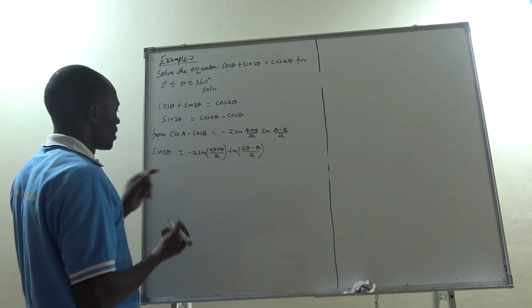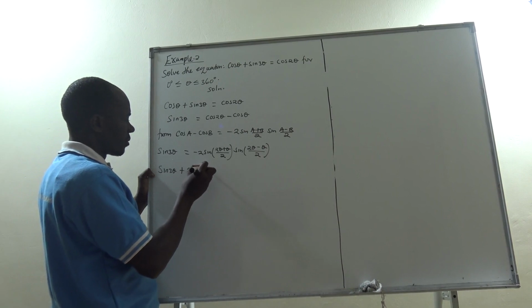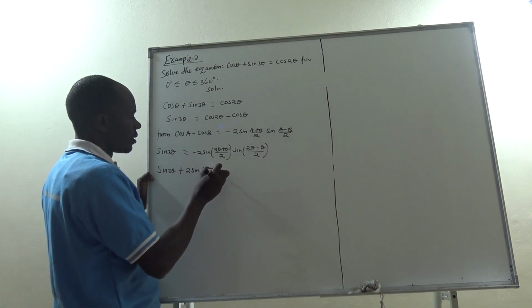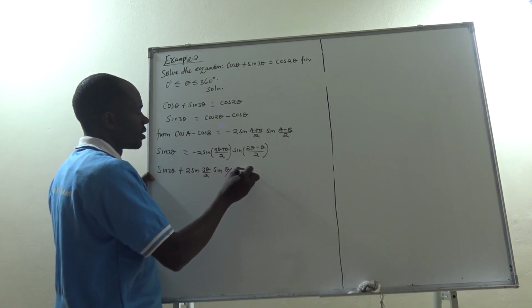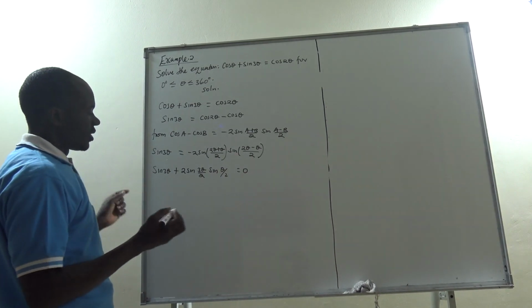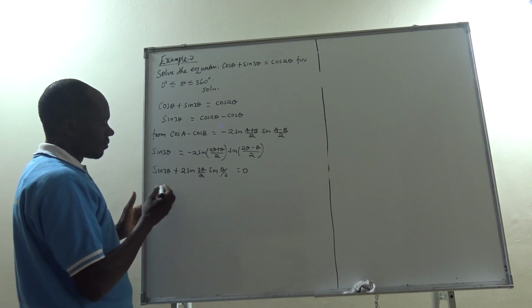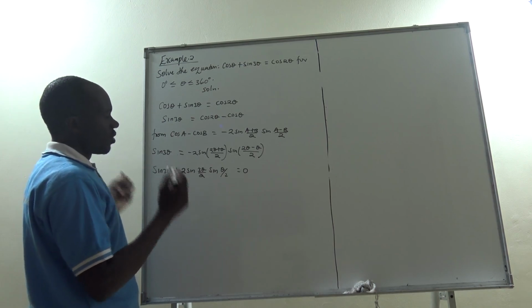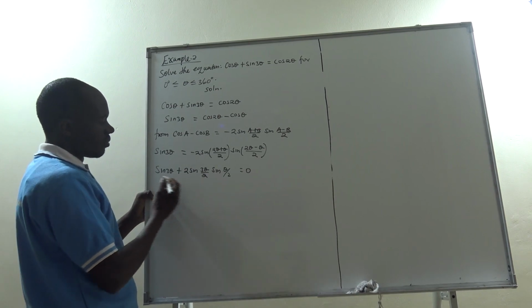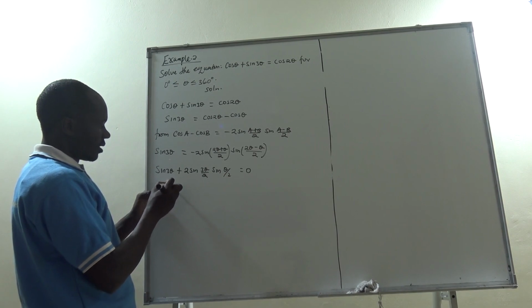So go ahead, we bring these ones here. We are having sin 3 theta plus 2 sin 3 theta by 2, again sin of (2 theta minus theta), I'm getting theta by 2, the whole thing equals 0. By mere seeing, what is common? I want you to look at these and see which one is common. What is common is sin 3 theta by 2.